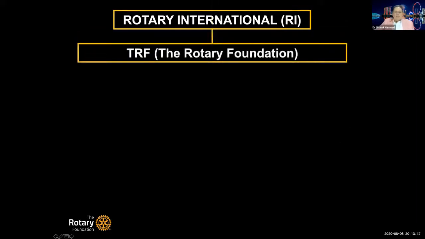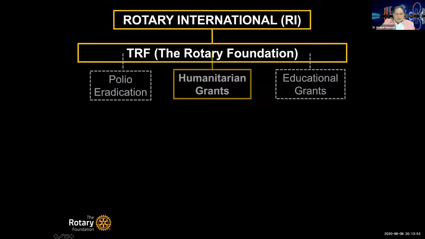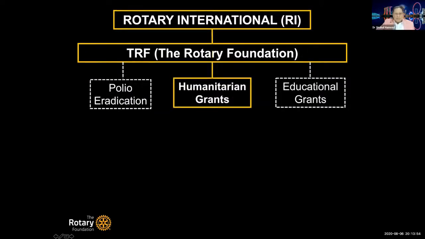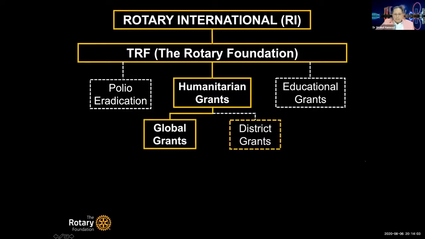Let's go through a little bit of the structure of some of the activities of the Rotary Foundation. You can see here, the Rotary Foundation does several types of activities and grants. I've highlighted the humanitarian grants. That's where our interest is for today. The humanitarian grants itself, we can broadly split into global grants and district grants. Now, the global grants is again highlighted. The simple reason is that in our district 3310, we hardly do any district grants.